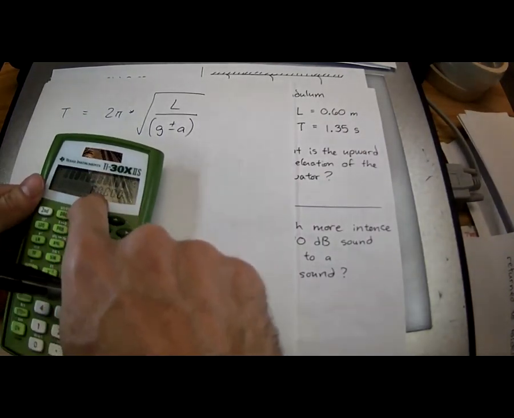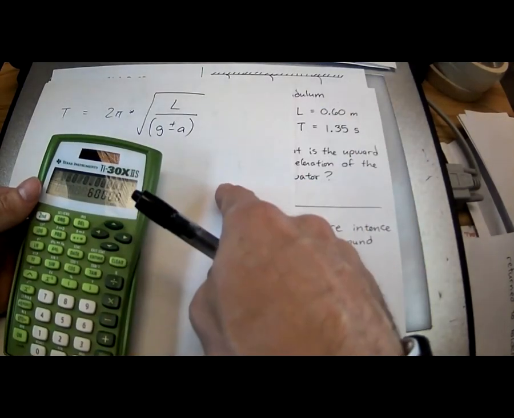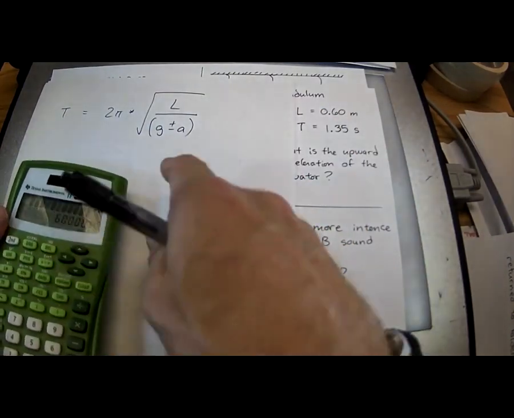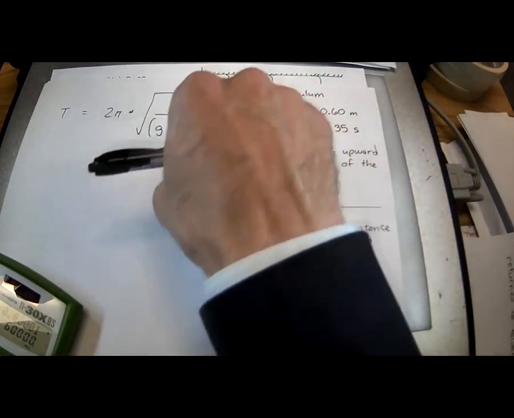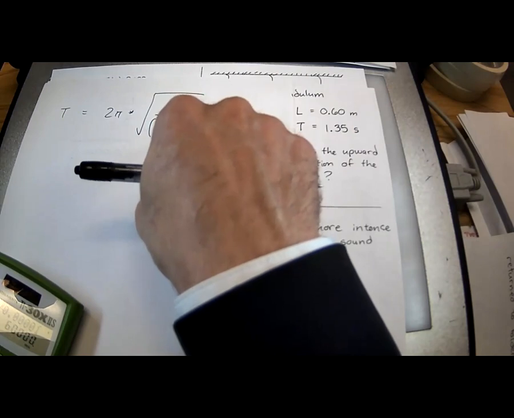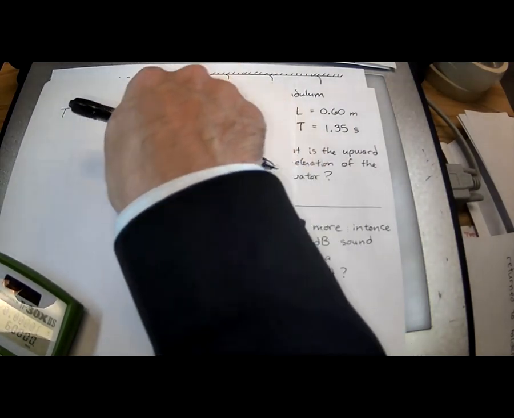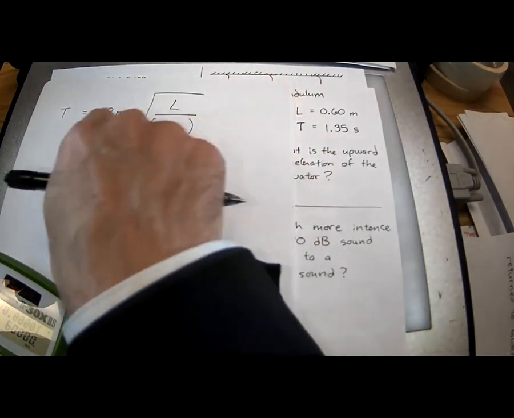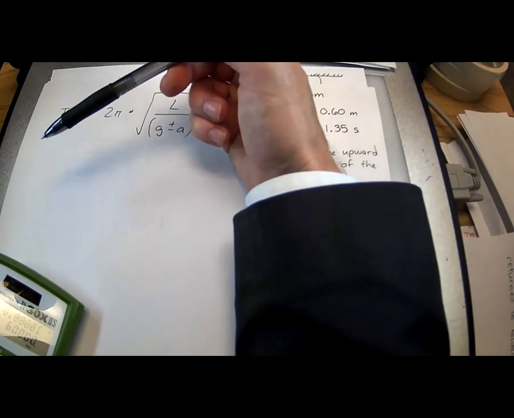Well, that's just a really, really big number. On a graph, this would be like a vertical asymptote, and it basically blows up to infinity. If you're in pure free fall, a is equal to g, so g minus g is 0. Divide by 0, this square root blows up to infinity. So time would be infinite.